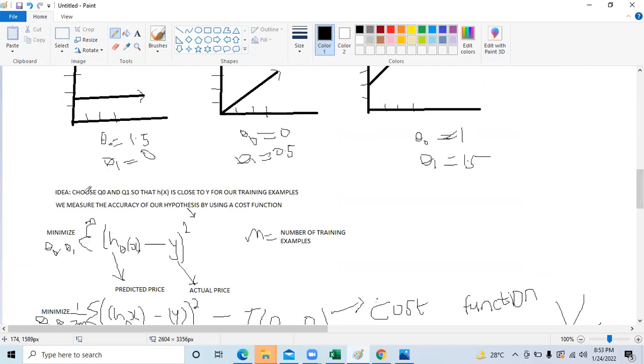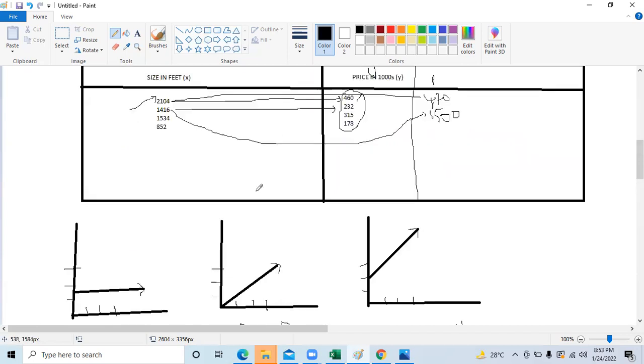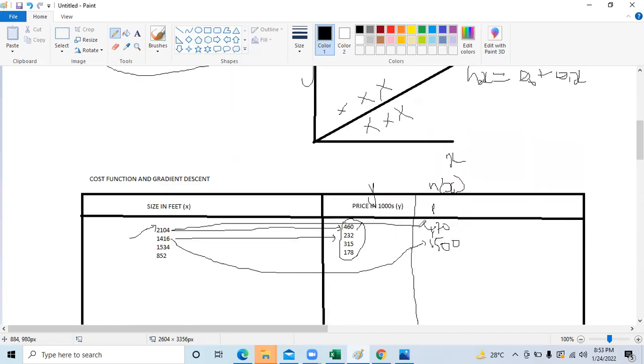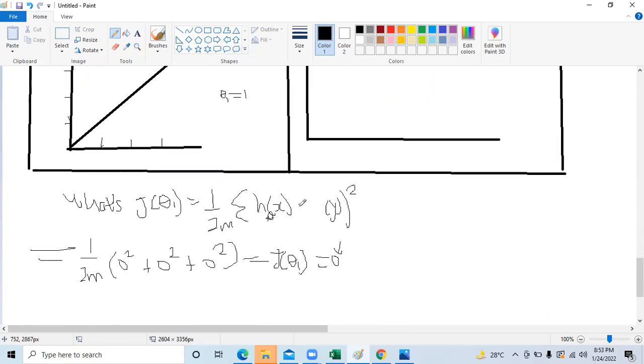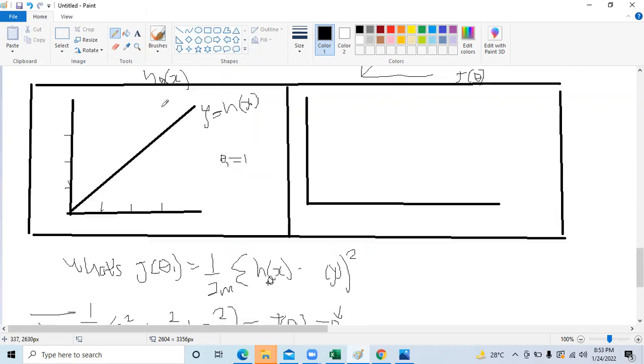Once again, we choose theta 0 and theta 1 such that h of x is close to y. For our training examples, we want to make our predicted variables as close as possible to the supplied variables, if possible, the same thing. Now, we had the situation where our h of x was equal to y. Now, let's see what effect it will have on j theta.